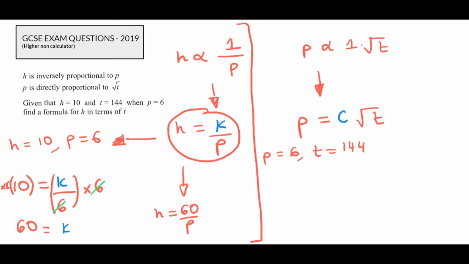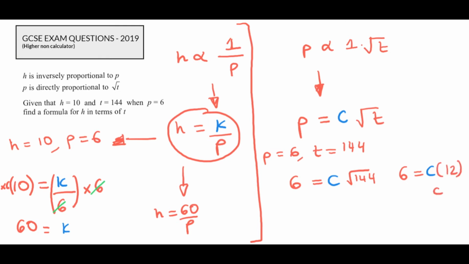So what I'm going to do is slap in P is equal to 6. So 6 is equal to, obviously the C we don't know, we're trying to find that, times the square root of T, and T is 144. So the square root of 144. So therefore 6 is equal to C, and then the square root of 144 is telling me 12.